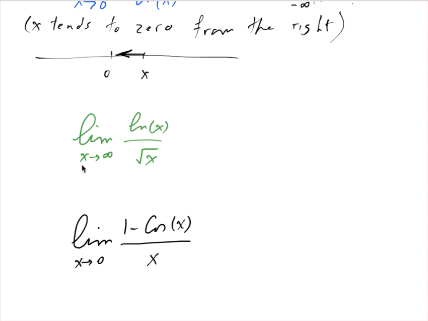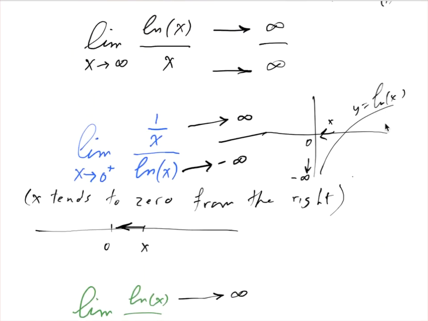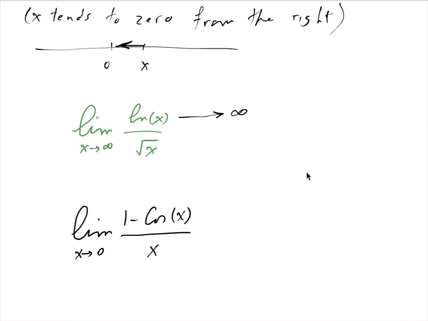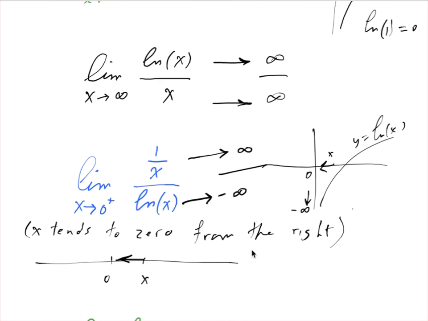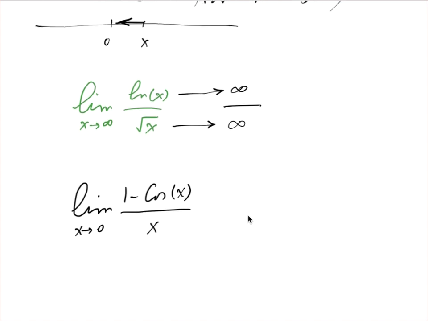Here, as x goes to infinity, again, just like above, ln goes to positive infinity. From the graph, it's clear. The same for a square root function. As x tends to infinity, square root of x also tends to infinity. So this is again infinity over infinity type, just like the previous two examples. This is my last example.